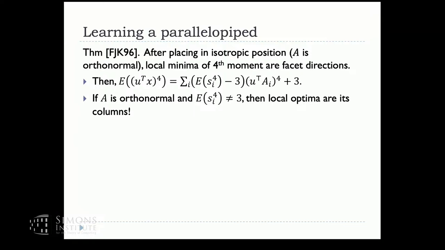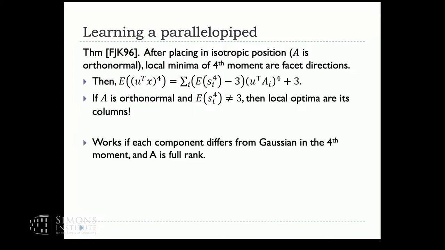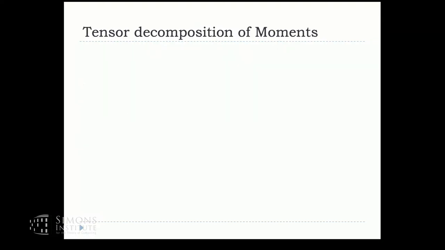So their proof is not just not Gaussian. You actually have to be not Gaussian in the fourth moment. So a little bit stronger. It works for the cube. Cube is not Gaussian in the fourth moment. Okay. So that's the thing.